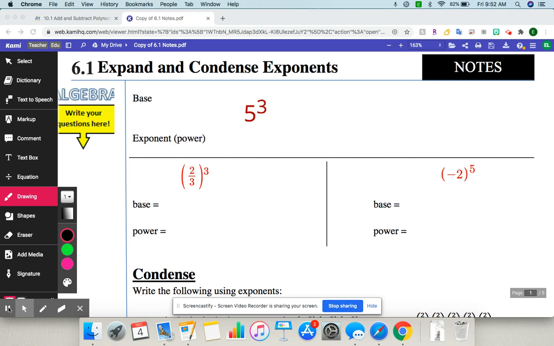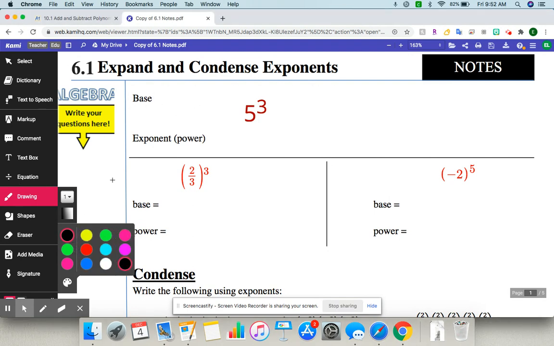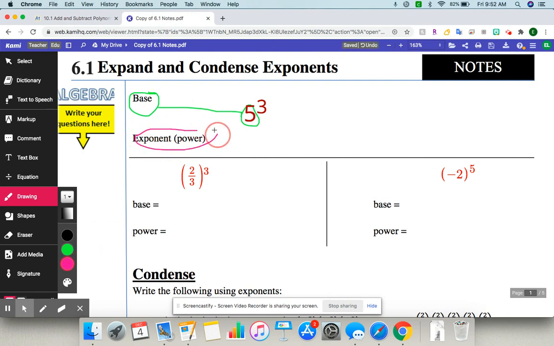The beginning of Chapter 6 reviews what exponents are and how they work. Using an exponential expression, we have two things, a base and an exponent. So in this example, 5 to the third power, the base is 5 and the exponent is 3. Now what this looks like if we were to expand this is 3 factors of 5. And remember, the word factor refers to multiplication.